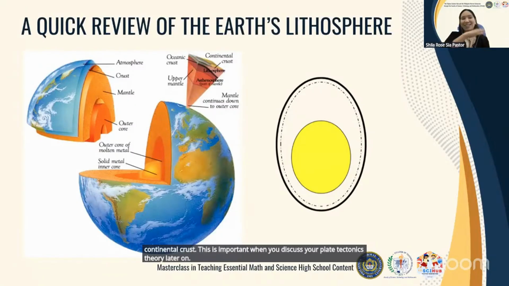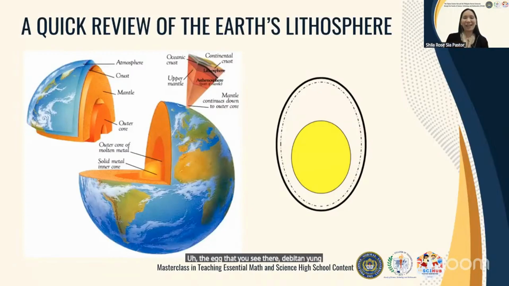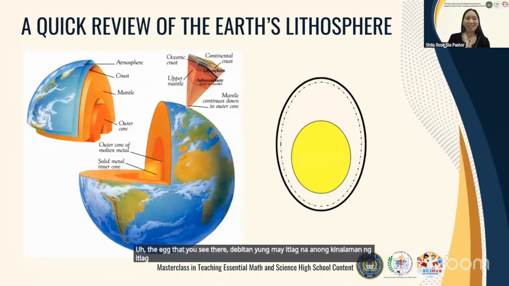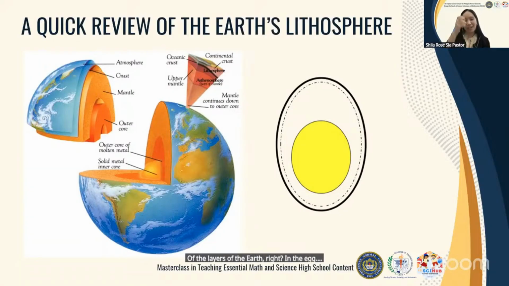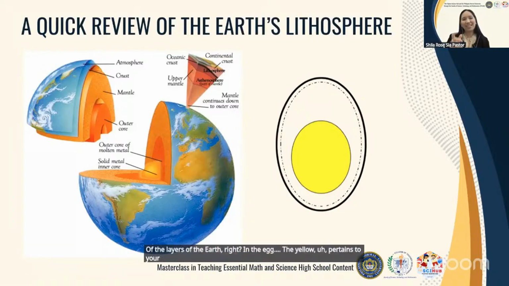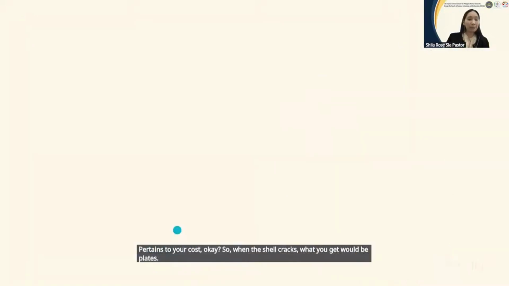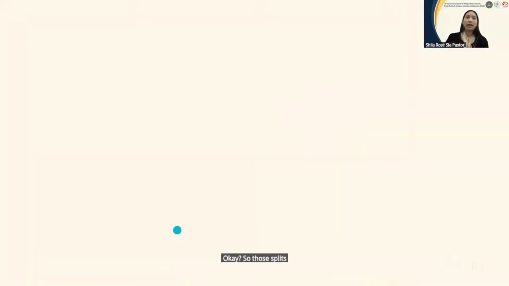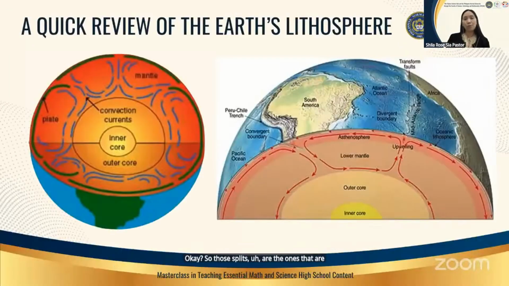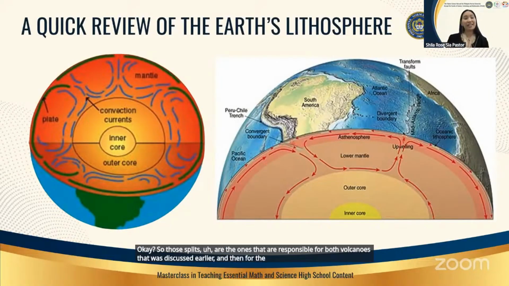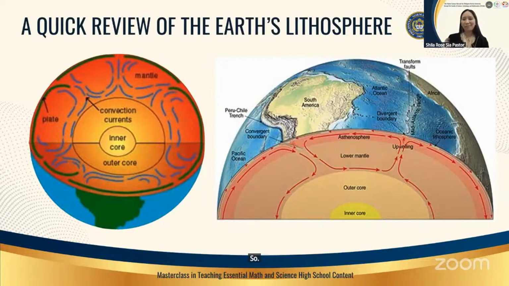The egg that you see there, you saw an egg, what does the egg have to do with this? The egg is a representation of the layers of the earth, wherein the yolk pertains to your core, the white pertains to your mantle, and the shell pertains to your crust. So when the shell cracks, what you get would be plates. Those plates are the ones responsible for both the volcanoes that were discussed earlier and the earthquakes that will be discussed later. So it's all about plate tectonics, right?